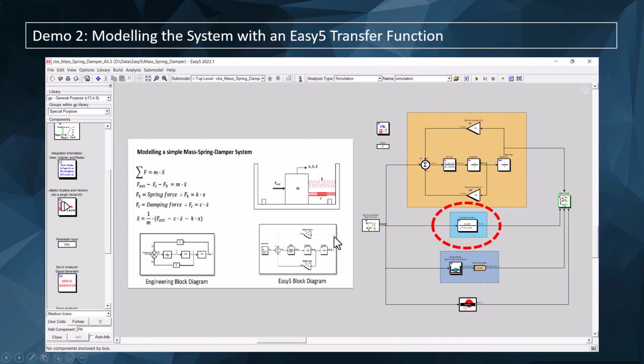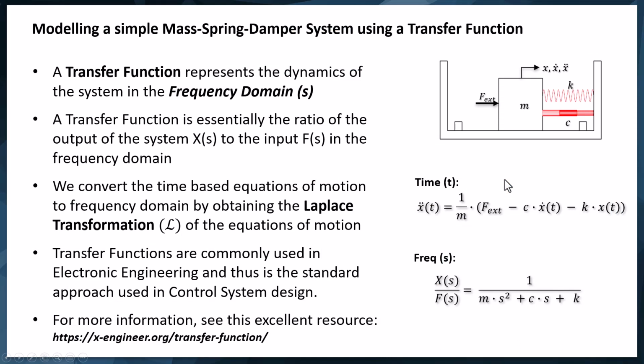So the next step is to now move on and model, instead of the detailed equations of motion in the time domain, a transfer function, which is a single block that represents everything that's in the orange block. Now, a transfer function basically represents the dynamics of the system in the frequency domain, or the S domain. Essentially, a transfer function is the ratio of the output of the system, capital X as a function of S, due to the input, capital F as a function of S in the frequency domain.